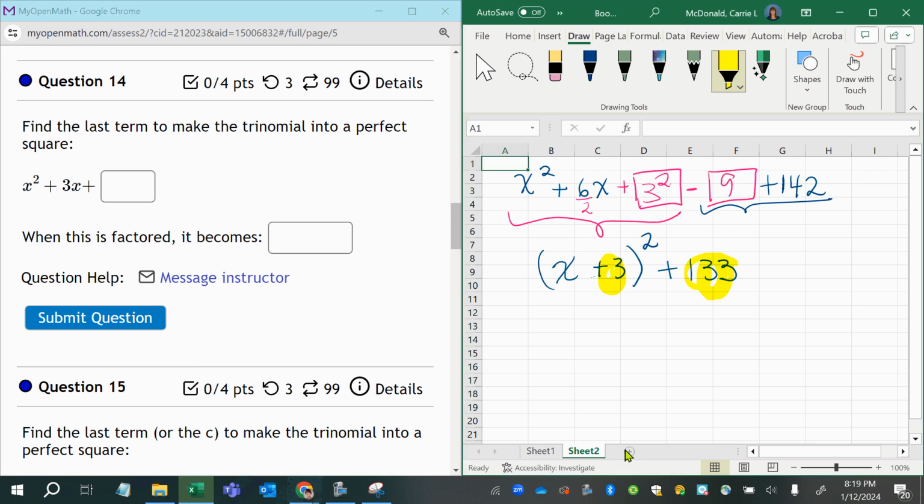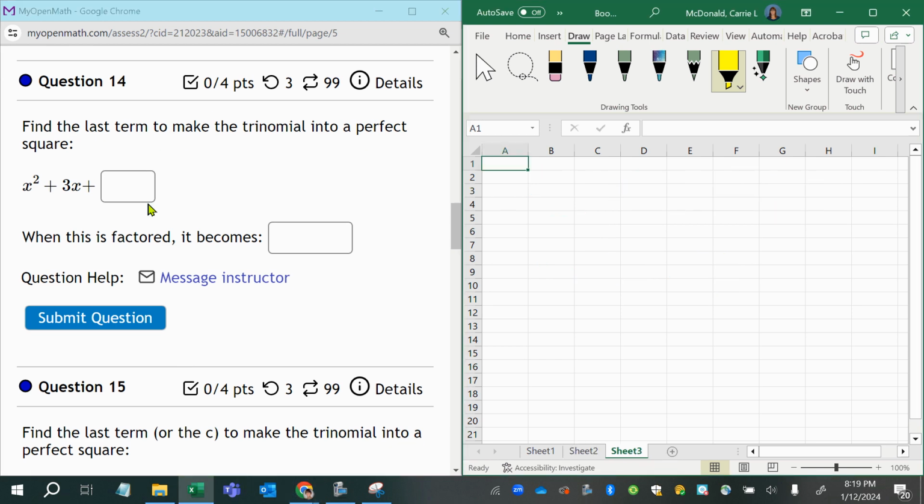Question 14. It says find the last term to make the trinomial into a perfect square. All right. Now we'll find what we need to add to complete the square. And then when this is factored, what does it become?